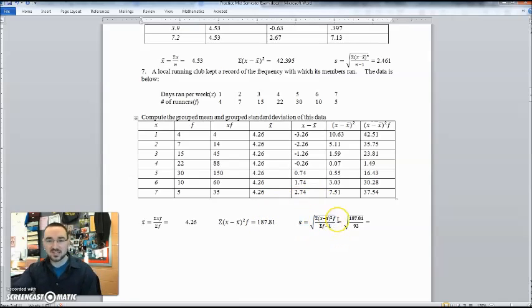So I throw that into my standard deviation formula, where I take the sum of our frequencies times the squares, divided by the sum of our frequencies minus 1. Remember, it's a sample. So we have 187.81 divided by 92, not 93, and we take the square root and end up getting a standard deviation of 1.43. So the average distance to the mean is going to be 1.43.